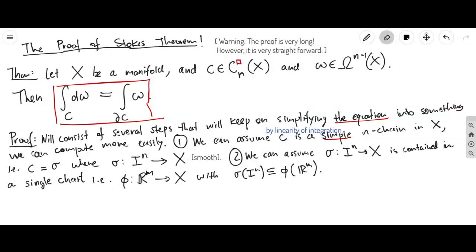Now, why are we allowed to assume this? I'm not going to write out a proof here explaining why we're allowed to assume this. But I'm going to give you a fairly convincing argument because this proof is long as it is, and I do not want to make it longer. I just want to give you the main ideas, the big idea of why it works.